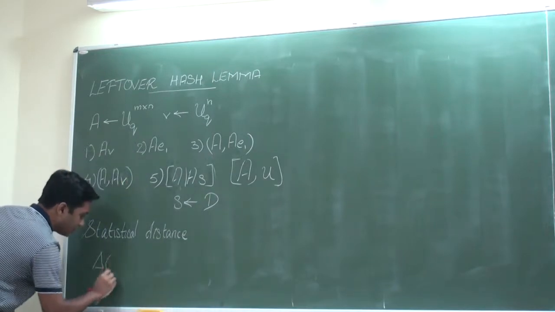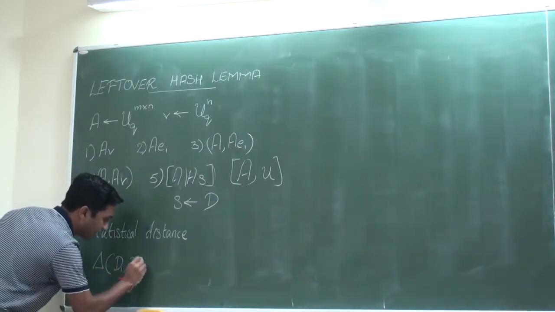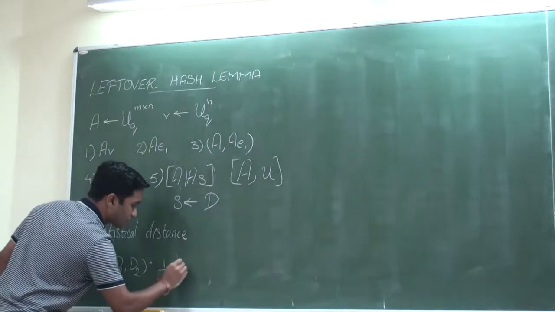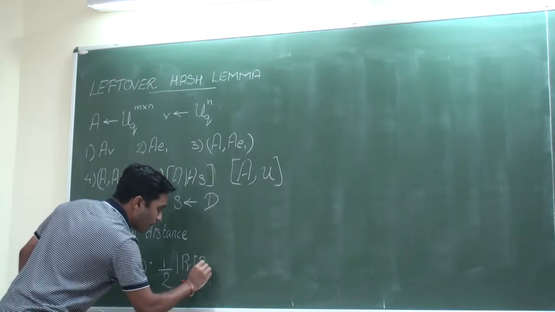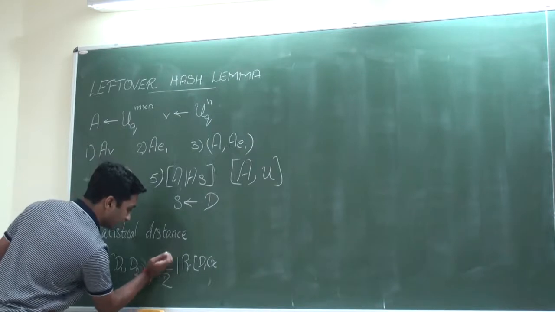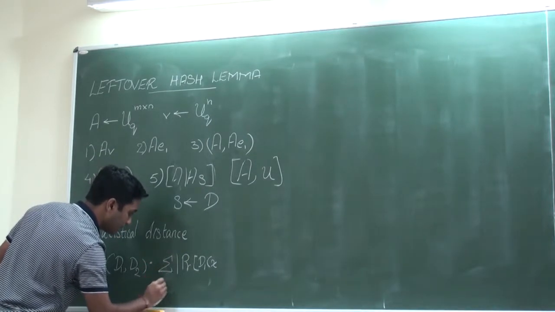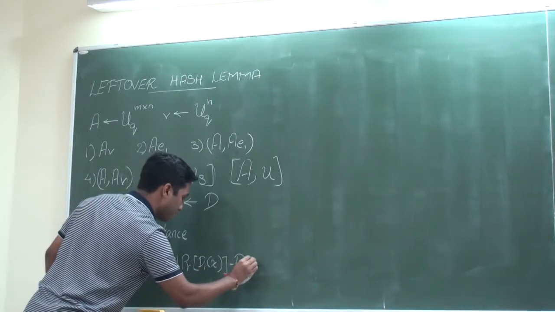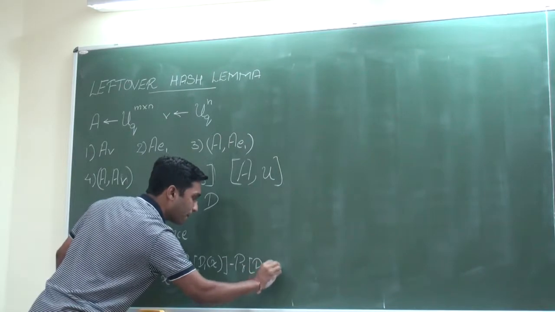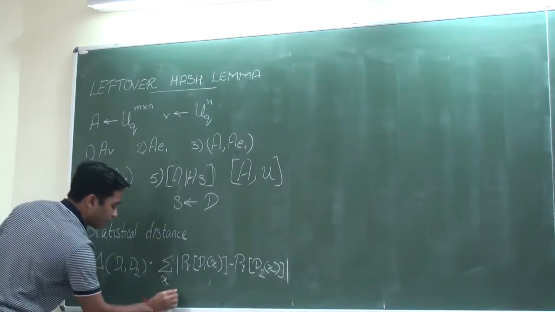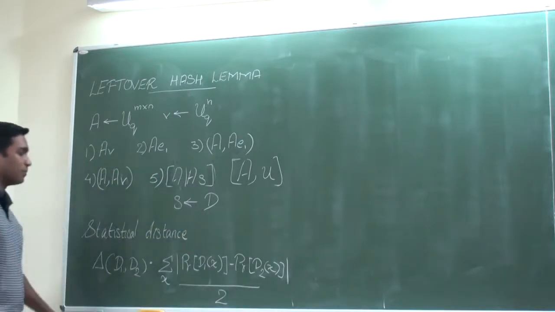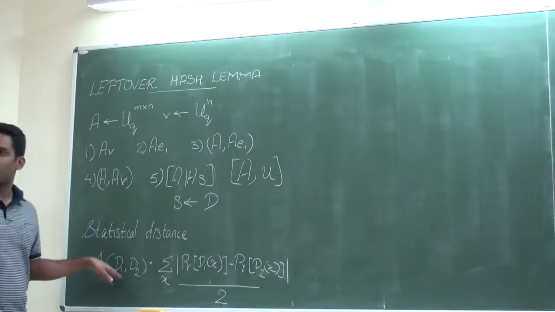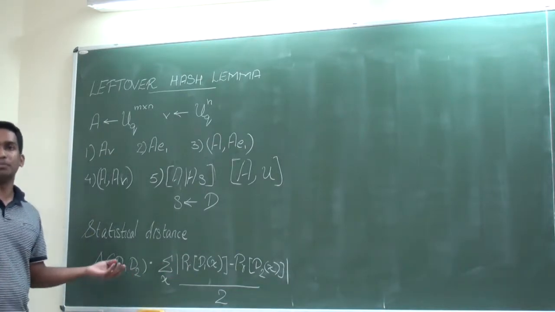So the statistical distance of two distributions, let's say D1 and D2, the sample space should be the same, is equal to... So what it's doing is, if you look at the probability vector of distribution D1 and the probability vector of distribution D2, you're just taking the L1 norm. That's it.